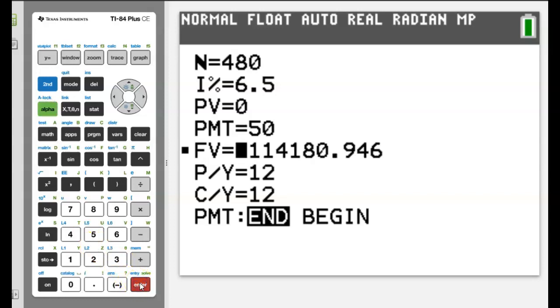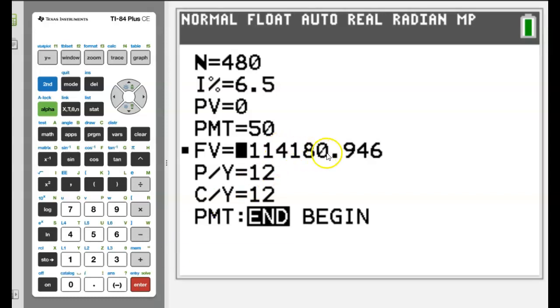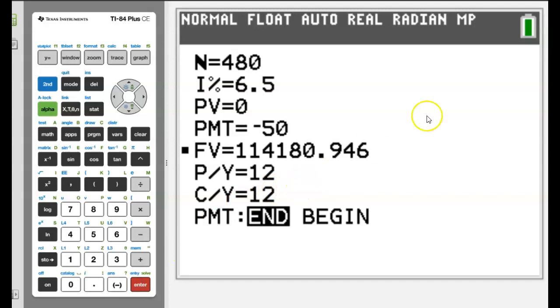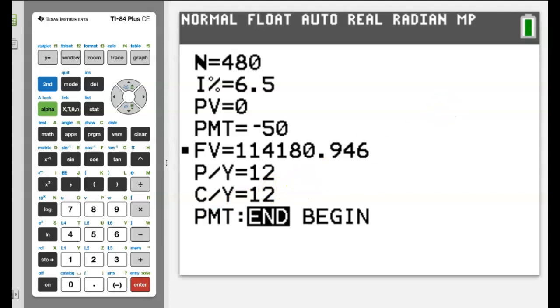Had people doing second enter and they couldn't figure out why they weren't getting it. So $114,180.95. Yes? Everybody getting that? Now, why is it negative again? Because it's counting for the money that you're taking out. So if I put this in as negative 50, like I'm giving them 50 bucks, when I did it that time, it would come out the same answer but positive, right? Just means one way the money's going.